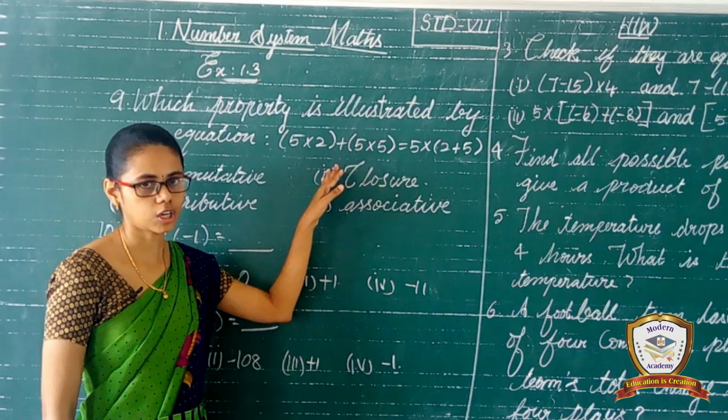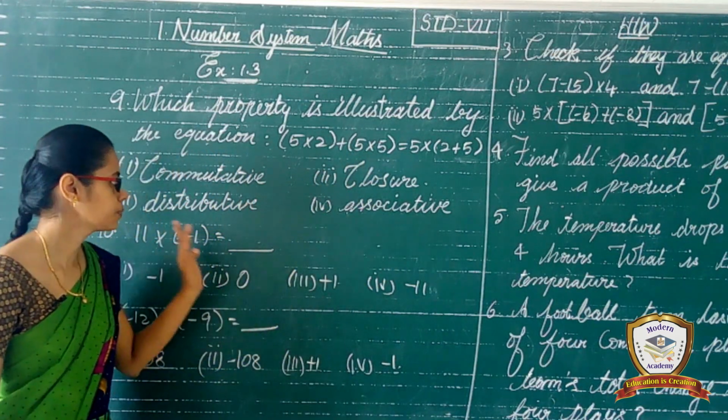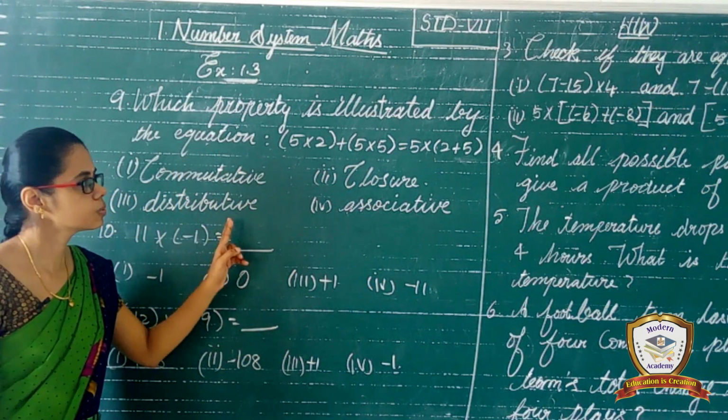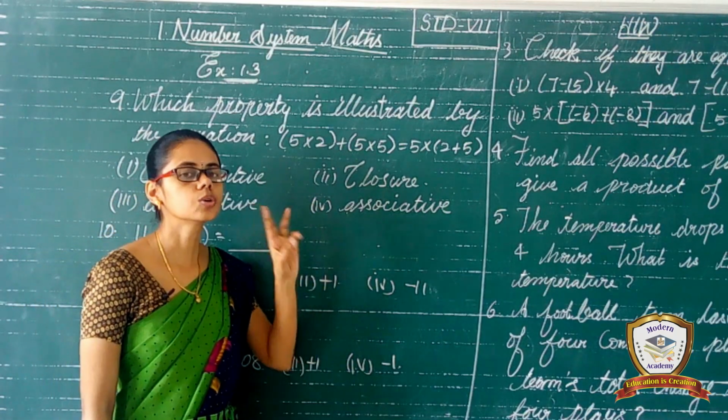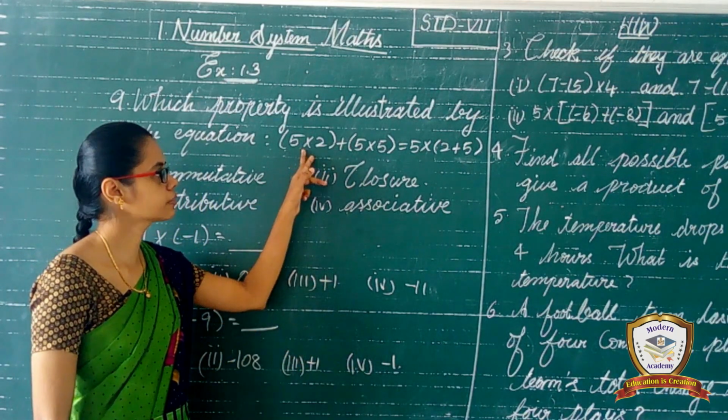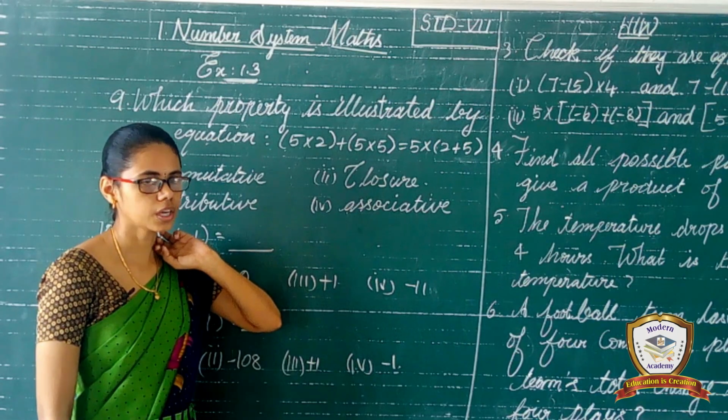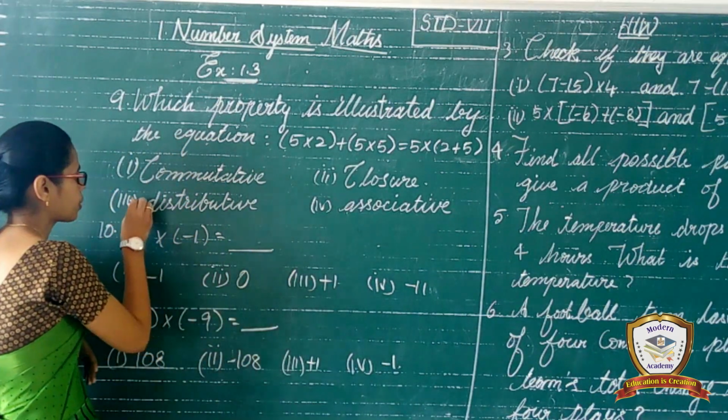But here c will not come. So closure property is not satisfied. And go to the distributive property. Distributive property means we have to take 2 operations. See here multiplication, here addition. Okay, so this one is the distributive property.